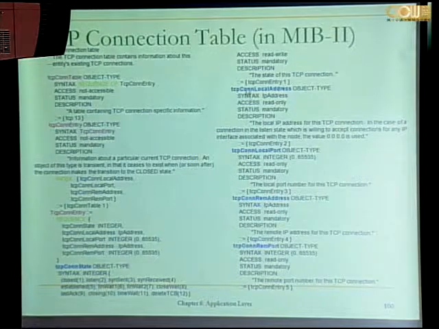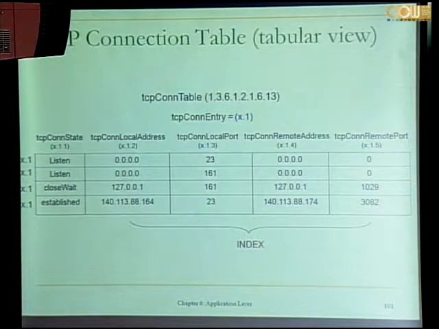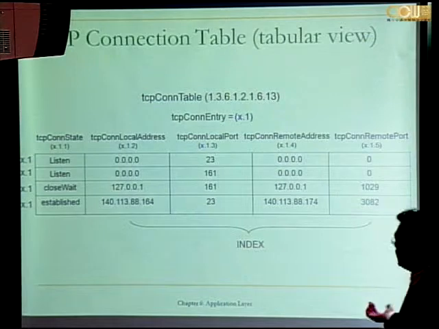And then you further describe the connection: TCP connection local address, TCP connection local port, TCP connection remote address, TCP connection remote port. And then you describe there what they are. So these are in the syntax of ASN.1, just to describe the object, which is called TCP connection table. And one example of the TCP connection table is like this. This is one object with the object identifier of this.